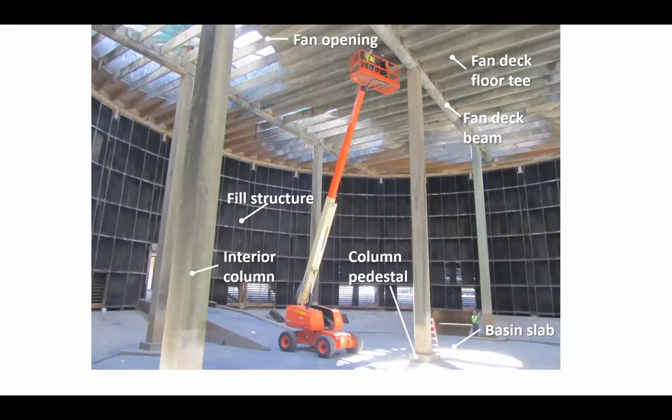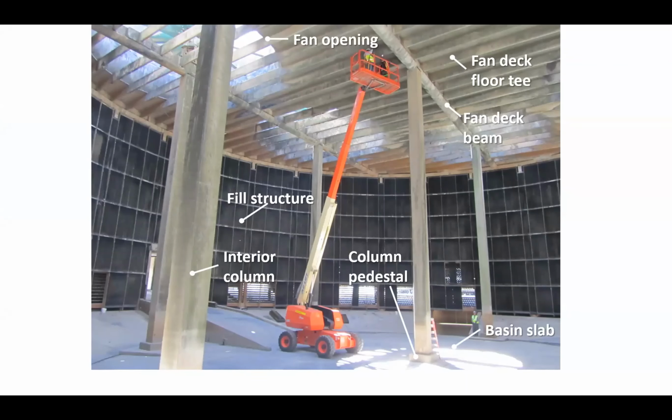If you look at the inside of a cooling tower, just as cool as the outside, I suppose, you also have structural elements. So you have columns, pedestals, a basin slab, a fan deck floor at the top, fan deck beams, a fan opening, and a fill structure. That's where the water actually does the cooling. All of those items can be individually inspected and given condition ratings.